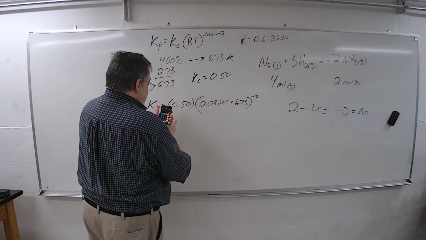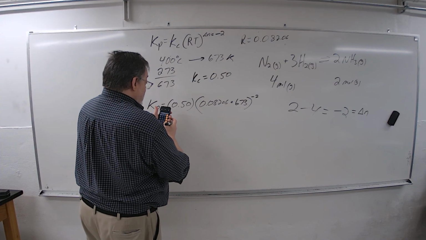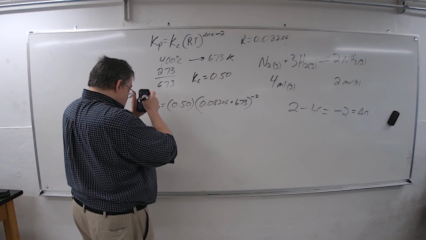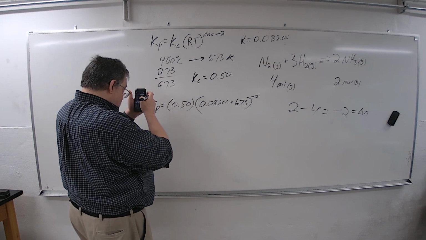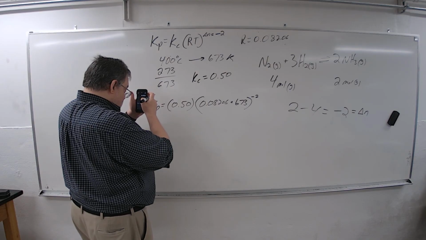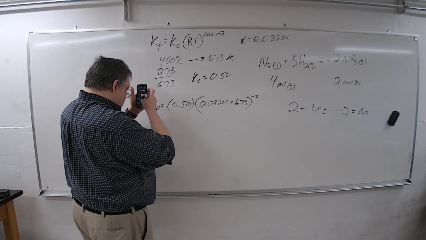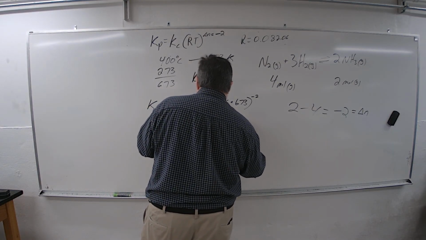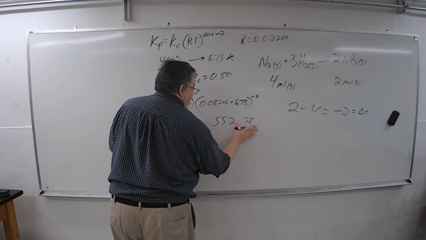Let's calculate this first. 0.08206 times 673. Now I think I can do powers of 10, but my calculator does this. Four significant figures, 3, so let's just keep that.